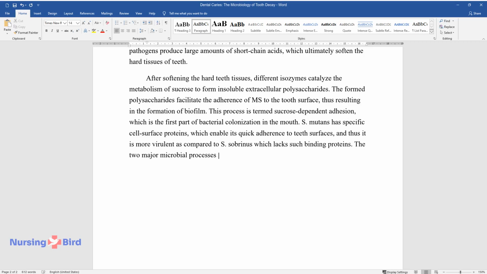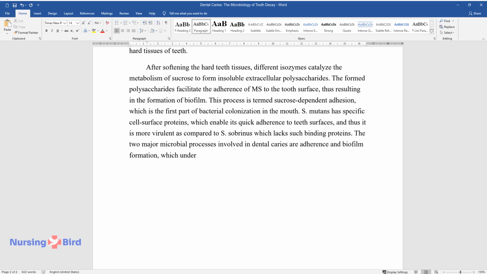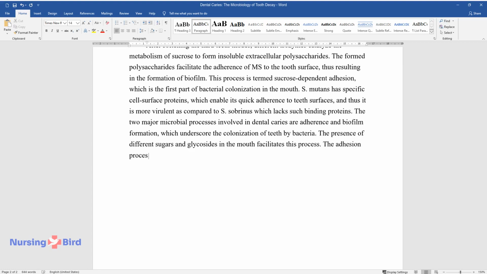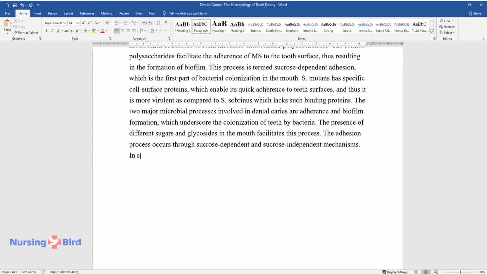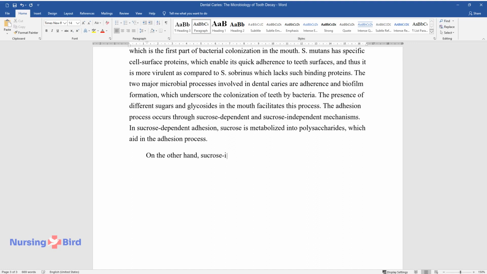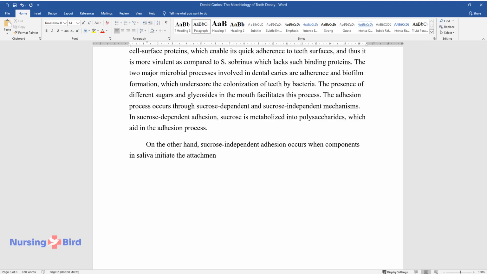The two major microbial processes involved in dental caries are adherence and biofilm formation, which underscore the colonization of teeth by bacteria. The presence of different sugars and glycosides in the mouth facilitates this process. The adhesion process occurs through sucrose-dependent and sucrose-independent mechanisms. In sucrose-dependent adhesion, sucrose is metabolized into polysaccharides, which aid in the adhesion process. On the other hand, sucrose-independent adhesion occurs when components in saliva initiate the attachment process.